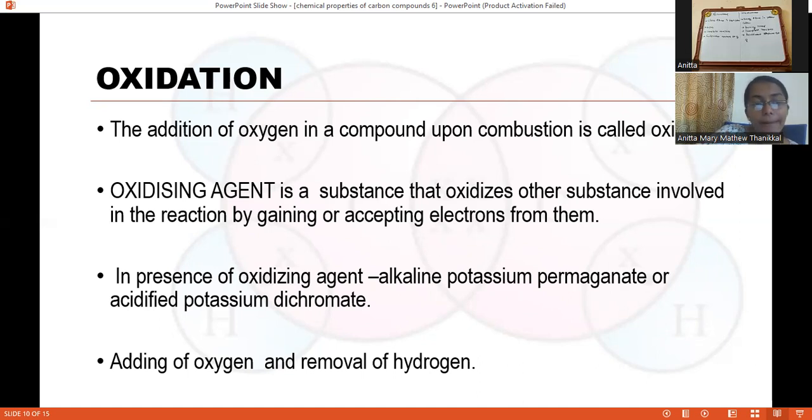So we studied mainly two points in this section. The reaction takes place only in the presence of an oxidizing agent. The name of the oxidizing agent is alkaline potassium permanganate or acidified potassium dichromate, and it is the addition of oxygen and removal of hydrogen. These are the two main points in this section.